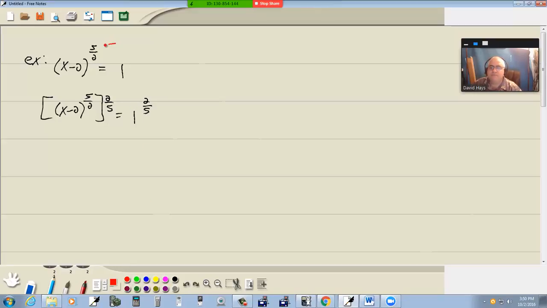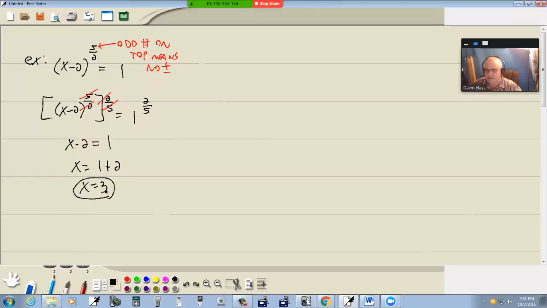But we notice before we raise both sides to a power, the number up on top in our numerator is odd. Odd number on top means no plus or minus. Doesn't make a whole lot of sense yet, but when we work with the next example, you'll see what I mean by that. 5's cancel, the 2's cancel, so all of a sudden I'm left with x minus 2. And 1 to any power is 1, so then I take negative 2 over, becomes a positive 2, and we get x is equal to 3. And that'd be our answer.